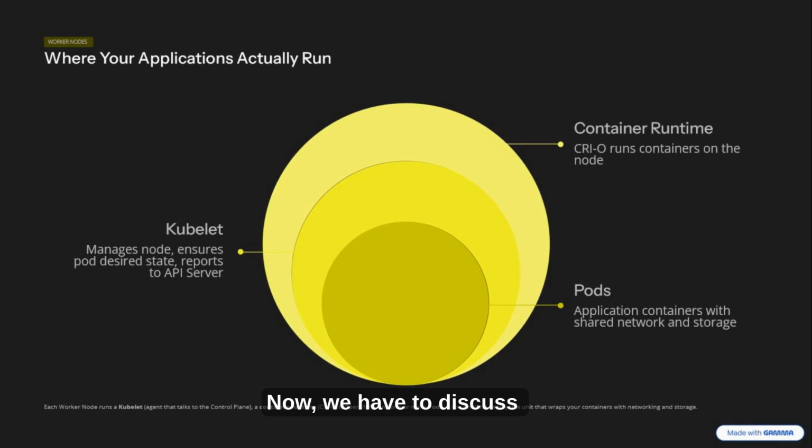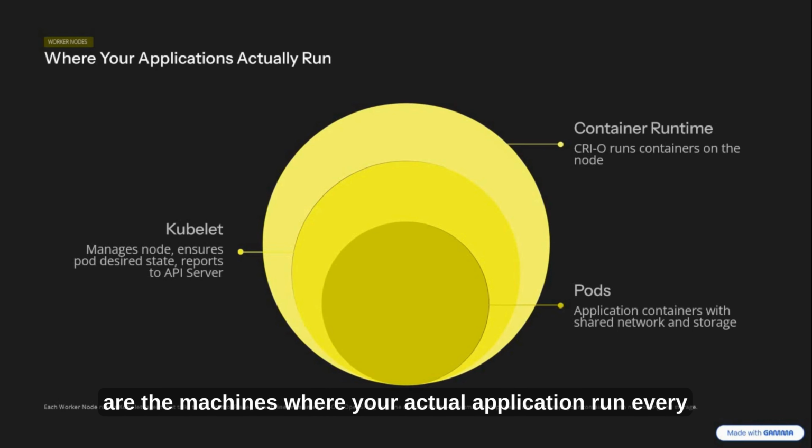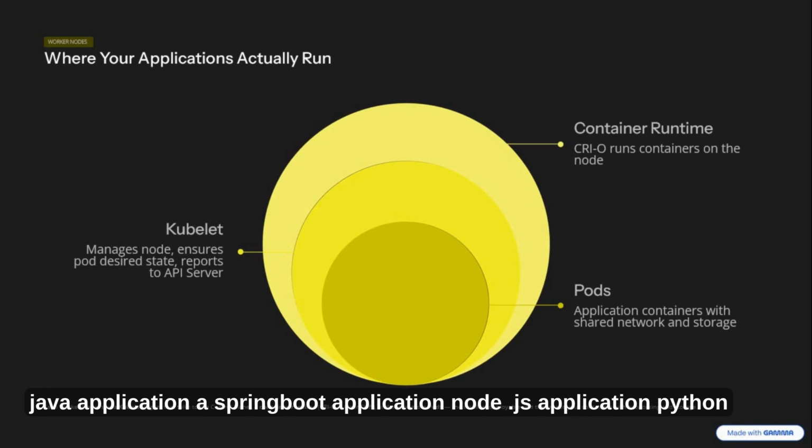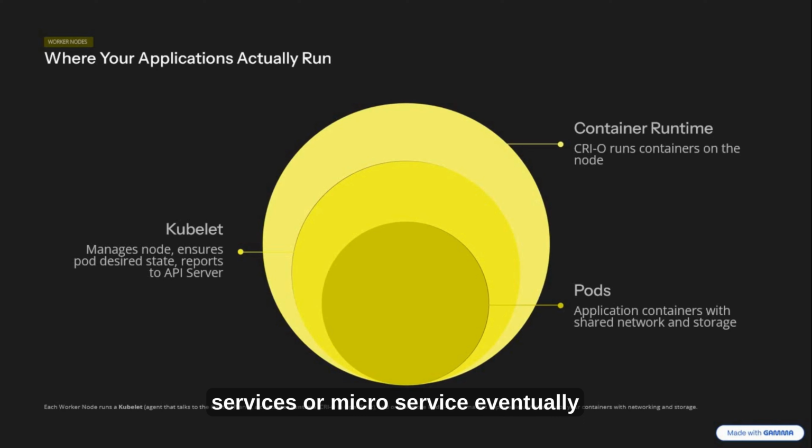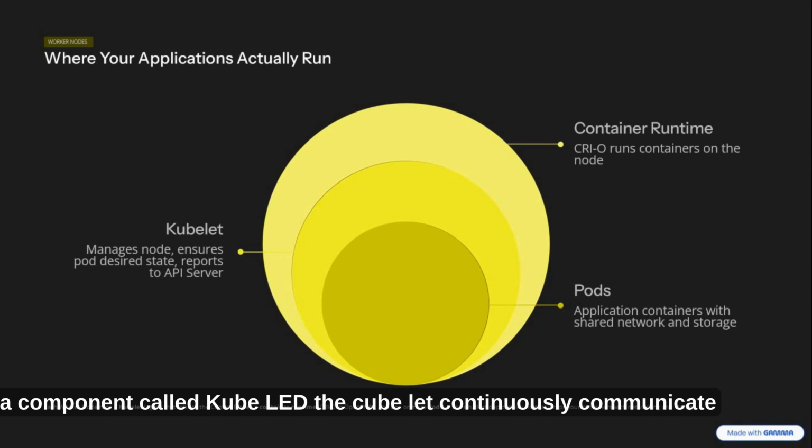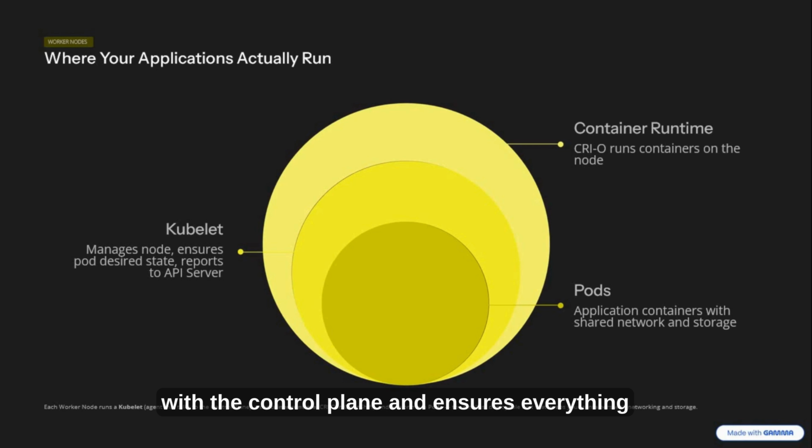Now, we have to discuss what a worker node is, so let's move on to the worker nodes. These are the machines where your actual applications run. Every Java application, Spring Boot application, Node.js application, Python service, or microservice eventually runs on a worker node. Each worker node contains a component called kubelet. The kubelet continuously communicates with the control plane and ensures everything is running correctly.